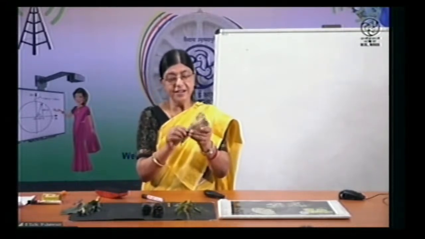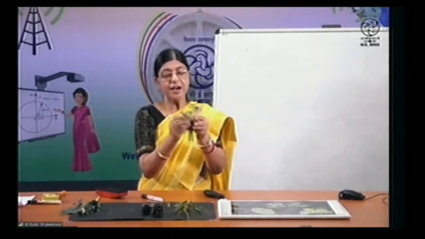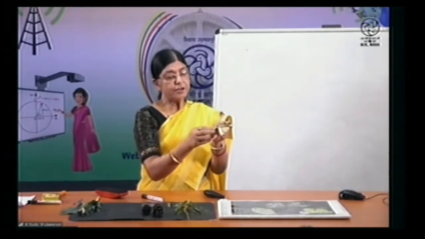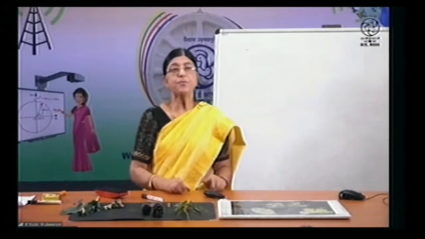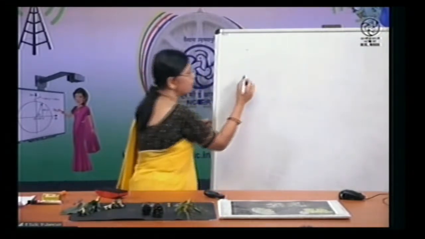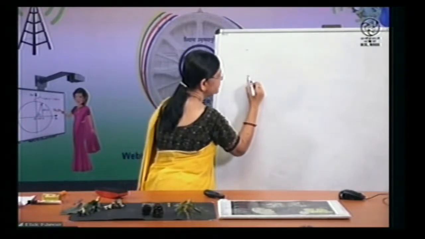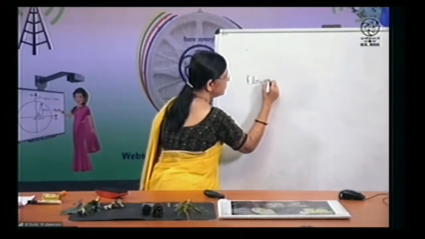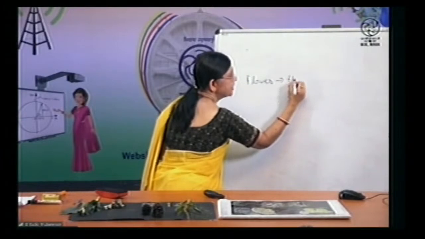So in brief, what can we say? Each and every part of a flower that you see here, that is calyx, corolla, androecium and gynoecium, all these parts are nothing but modified leaves. So in short, we can say a flower is a heterophyllous structure.